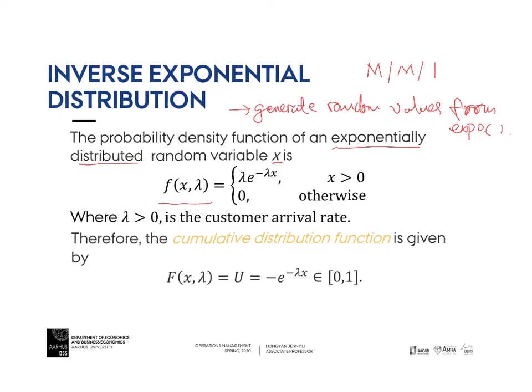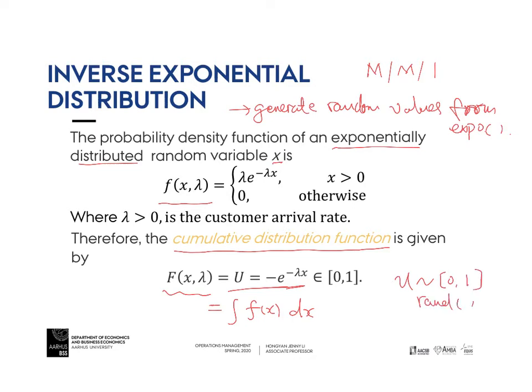Furthermore, we find the cumulative distribution function for the exponential distribution, which is capital F(x). You just take an integral, the integral of f(x) dx, and we get the result u. So u is a 0 to 1 random number. Basically you can generate the capital U from Excel directly.